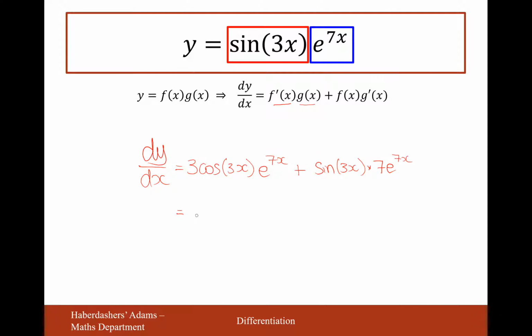So tidying this up, we could also factorize out e to the 7x. It's going to be 3 cos 3x plus 7 sine 3x. And there we are, that's the answer to this question.